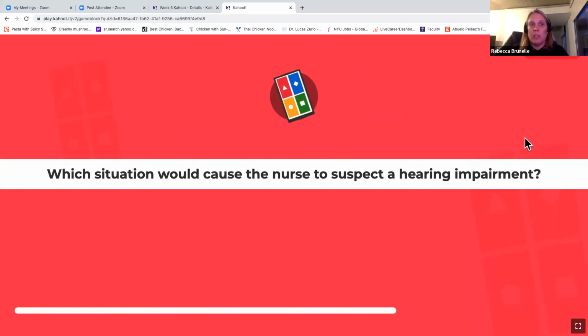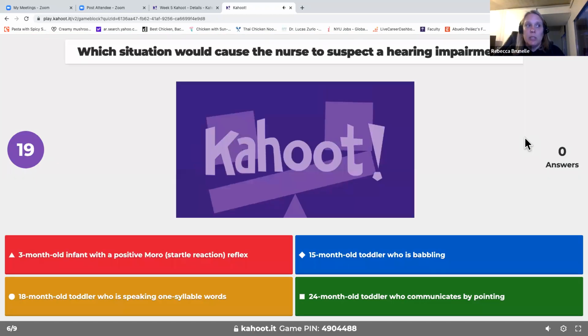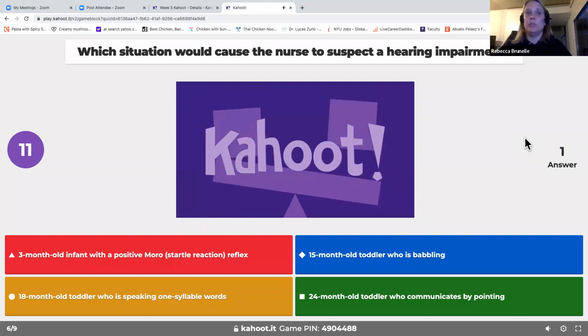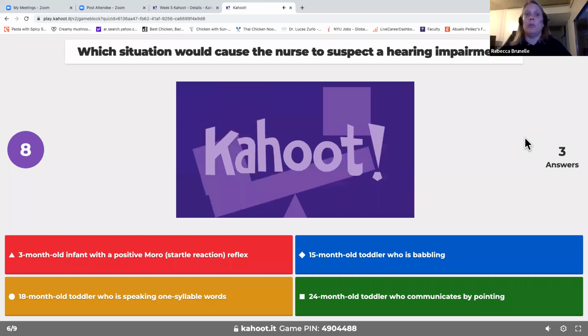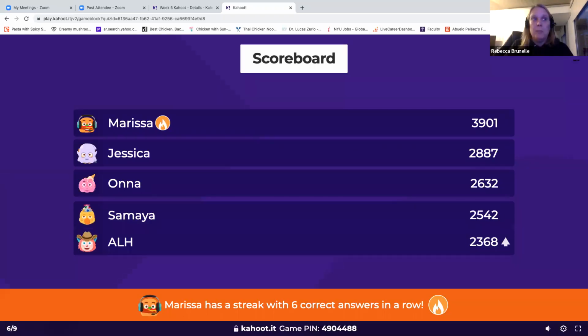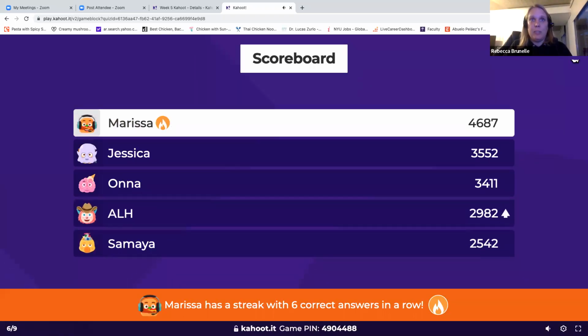Which situation would cause the nurse to suspect a hearing impairment? A 3-month-old with a positive startle reflex, an 18-month-old who speaks with 1-syllable words, a 15-month-old who is babbling, or a 24-month-old who communicates by pointing? So good. The 24-month-old that communicates by pointing, you should really expect your 2-year-old to be using 2-word sentences. They should be communicating verbally. Very nice. Marissa, you're on fire.